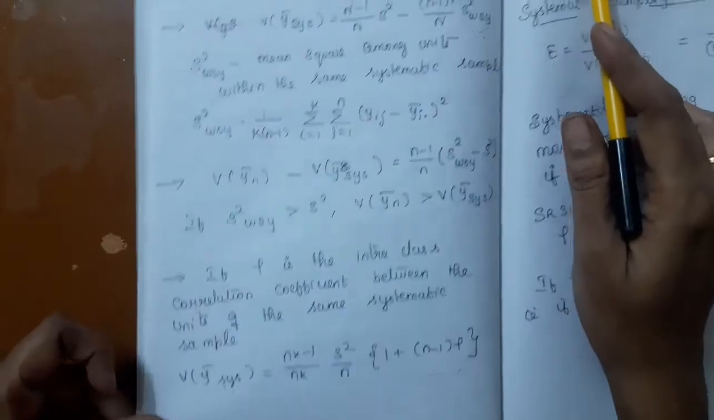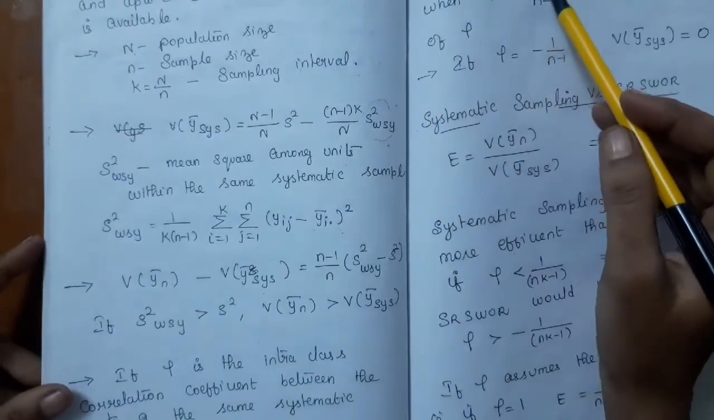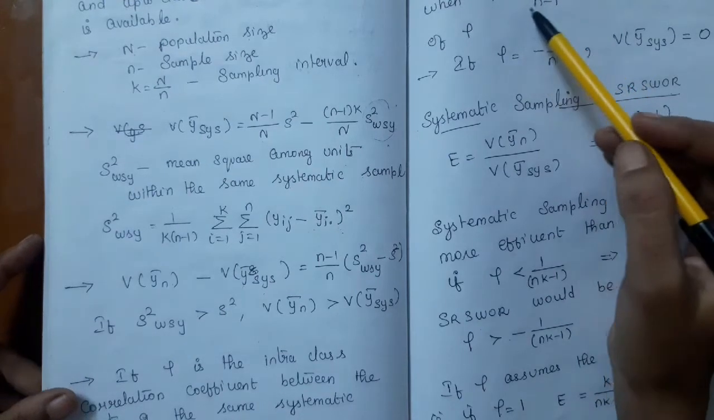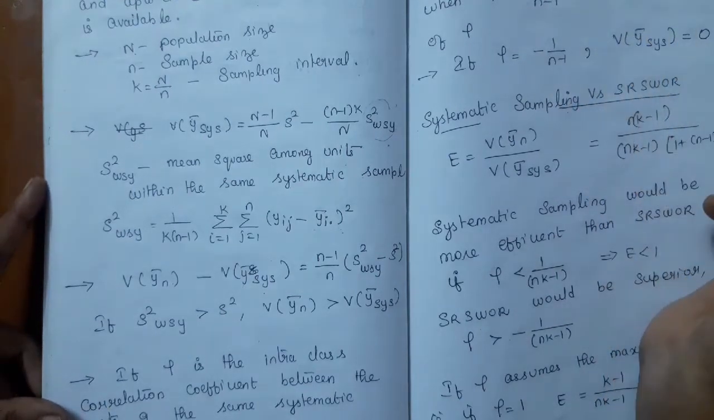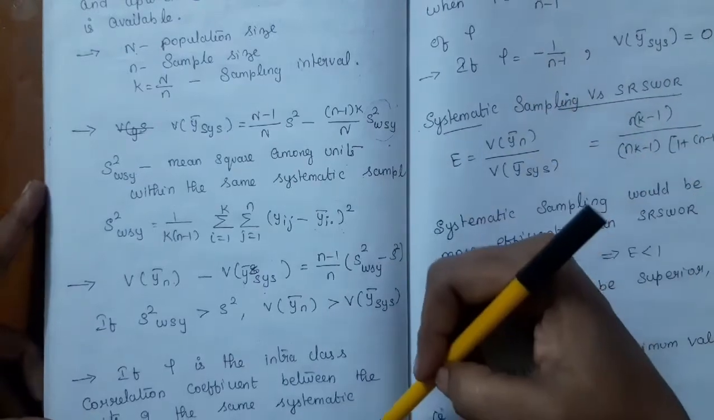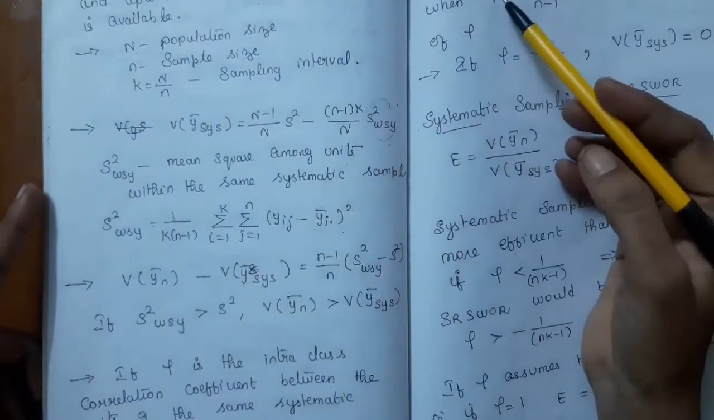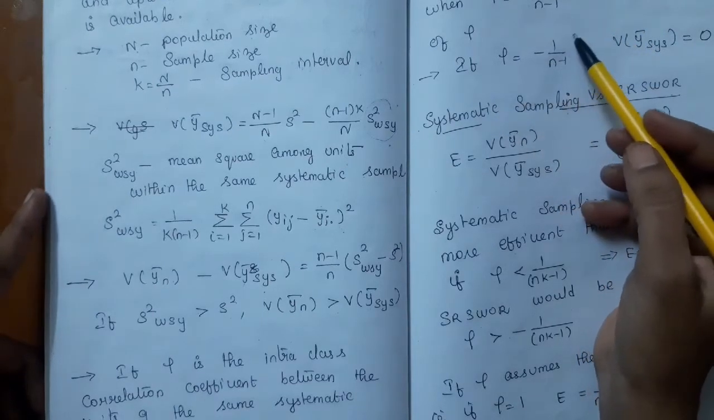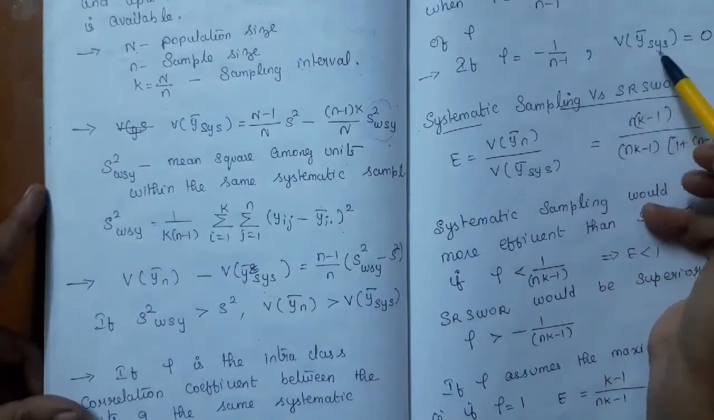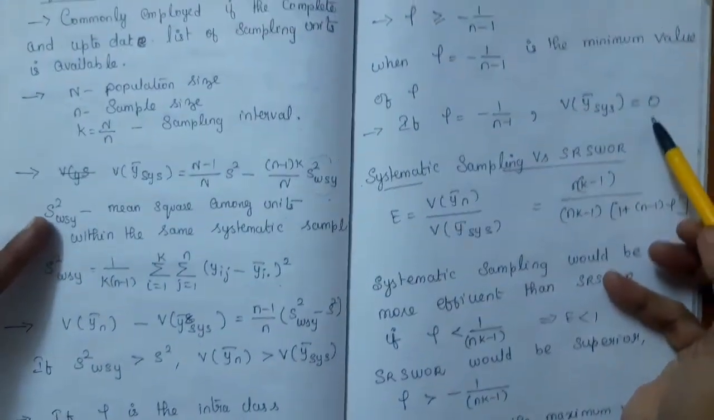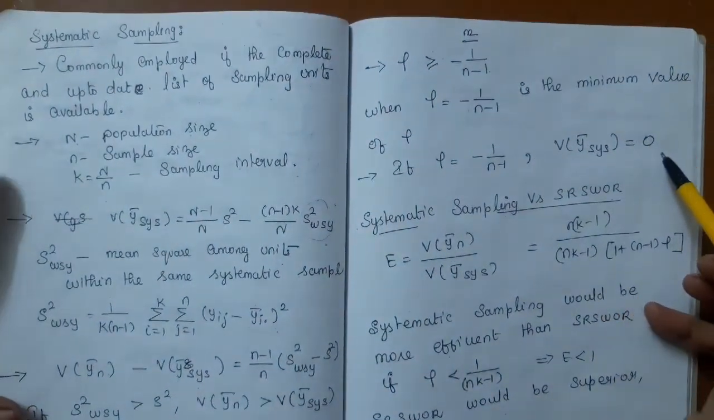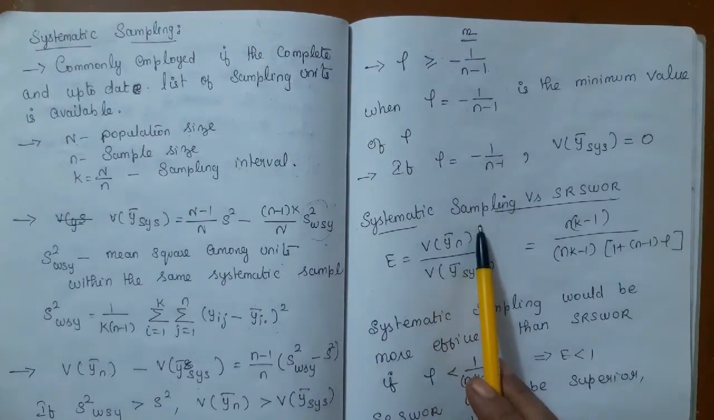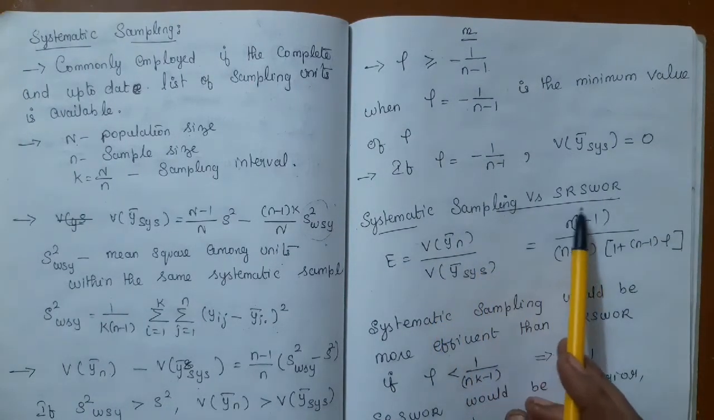Right? If this rho is greater than minus 1 by n minus 1, that is, when rho is equal to minus 1 by n minus 1, this is the minimum value of rho, right? If rho is greater than minus 1 by n minus 1, variance of y bar sys will be greater than 0. If rho is equal to minus 1 by n minus 1, variance of y bar sys will be equal to 0. Right?